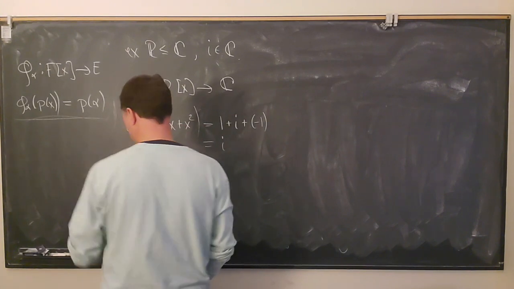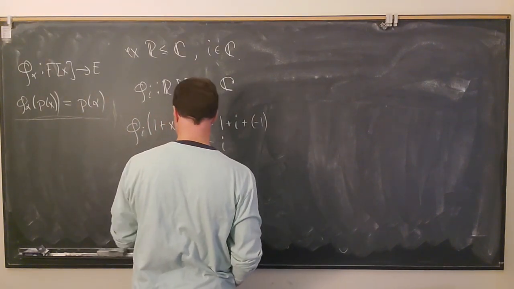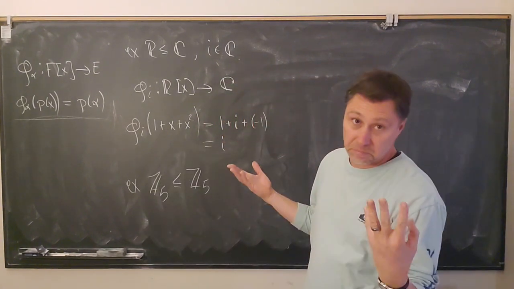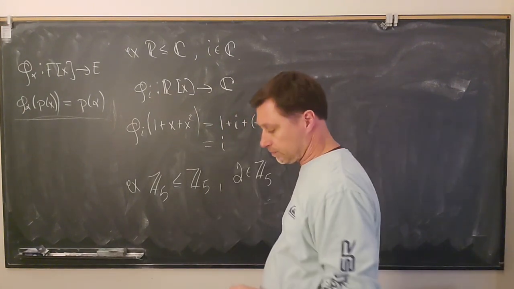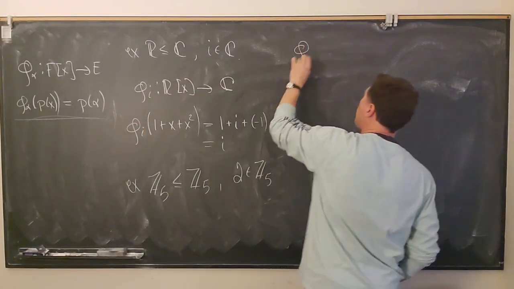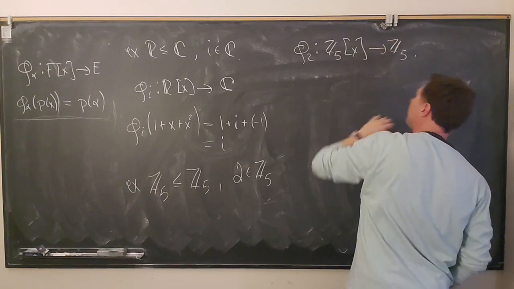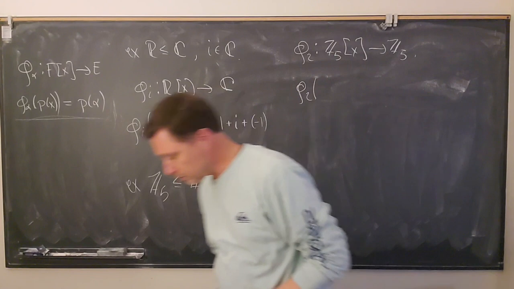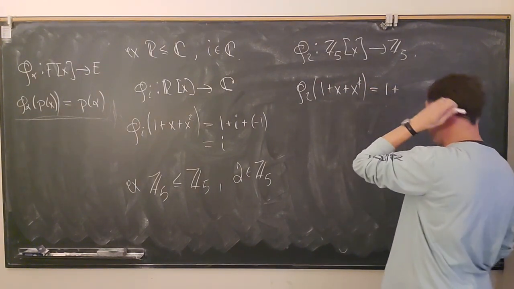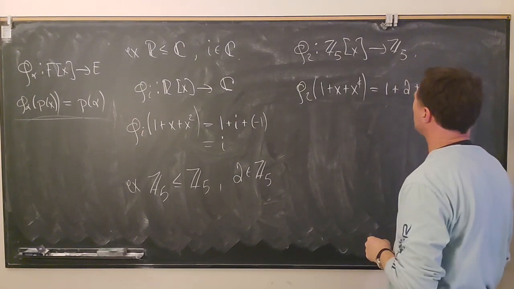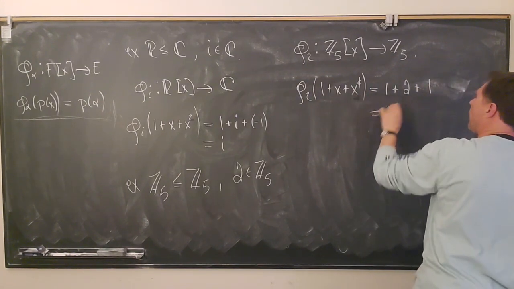Another example. So let's look at Z5. So Z5 is a subfield of Z5. It's true. And then let's take 2, right? 2 lives in Z5. And so we can do phi sub 2, right? That will be a homomorphism from Z5 bracket x to Z5. And so, for example, if we do phi sub 2 of 1 plus x to the fourth, that's going to be 1 plus 2 plus, let's see, 16 mod 5. 16 mod 5 is 1. All right, so we get 4.